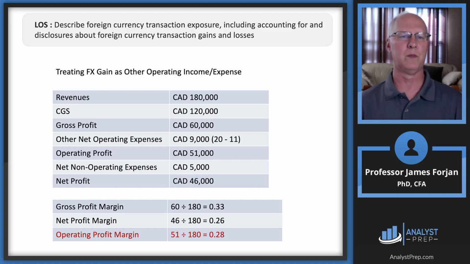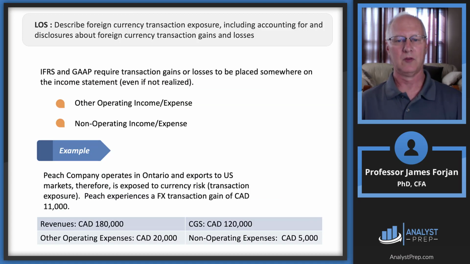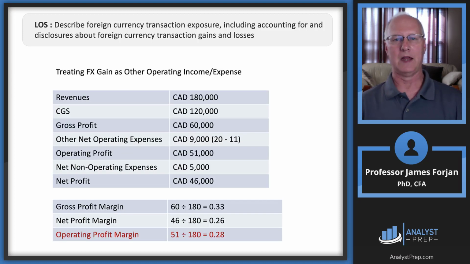So here's a super simple income statement. We'll start with the 180, subtract out the 120. That gives us gross profit of 60. And then in other net, notice we put the word net in there, net operating expenses. What did I have over here? There was other 20, and our gain was 11, so 20 minus 11. So there's the 9,000 in net operating expenses. That gives us operating profit of 51, take out the 5. So there's our net profit of 46,000 Canadian dollars.